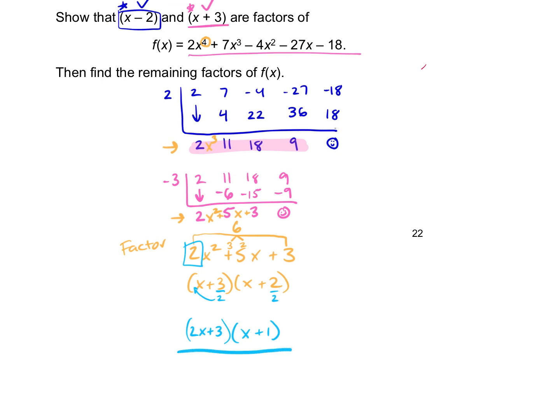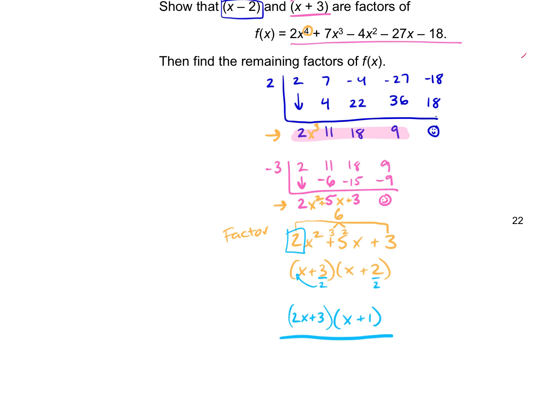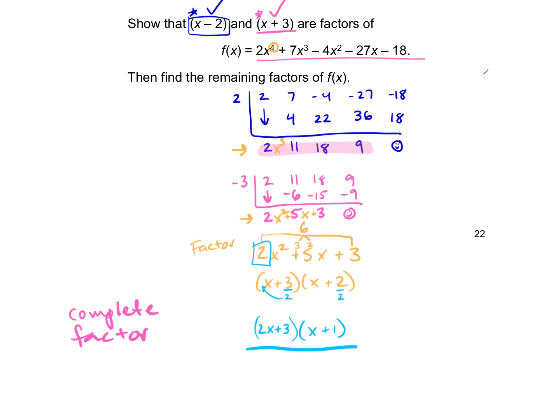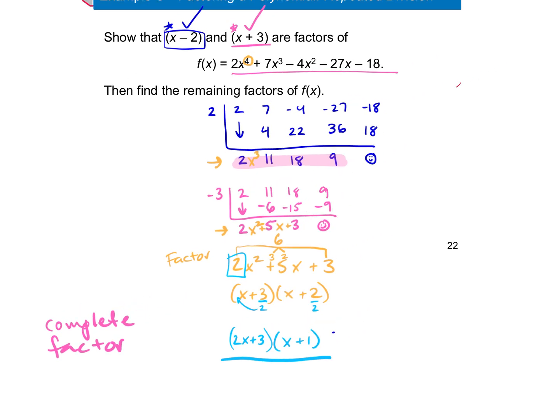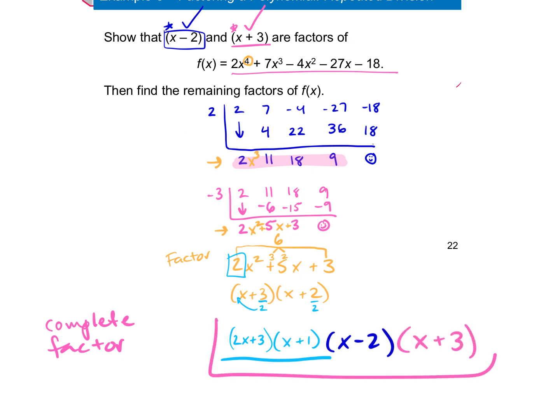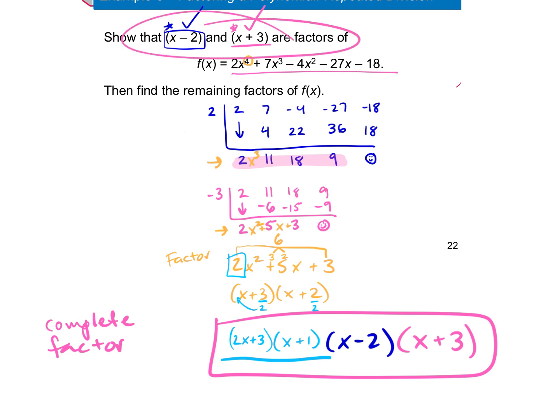If this question was on the homework and it said write it out in complete factorization, what else do I know is a factor? Awesome. X minus 2 and x plus 3. The two things that I had to show were factors in the beginning are also included in my factors. So if it said write out all the factors, this would be our answer.